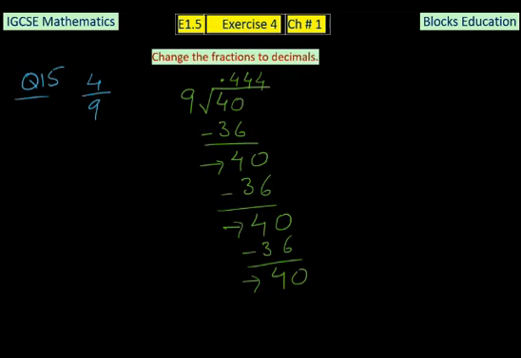It means that the answer will be 0.444 and so on, and this 4 keeps on repeating itself infinitely. So instead of that, we write it in a smarter way, which is 0.4, and we put a dot on top of it. That represents that this particular decimal is repeating itself. It means 4 is repeating itself. It means that 4 over 9 equals 0.4, which is a repeating decimal.